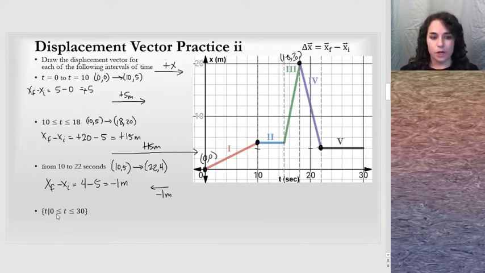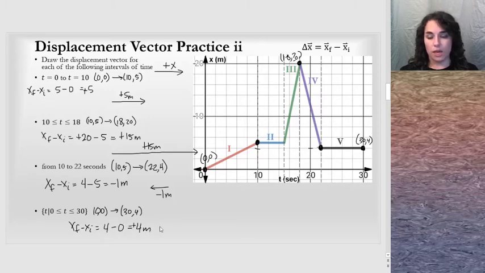Okay. 0 to 30. Let's see, 0 to 30 seconds. There's 30 seconds. 30, comma 4. So 0, comma 0. And then 30, comma 4. Well, x final minus x initial is 4 minus 0, which is plus 4 meters. And we can see that on the graph. After 30 seconds, it ends up 4 meters away from its original position.